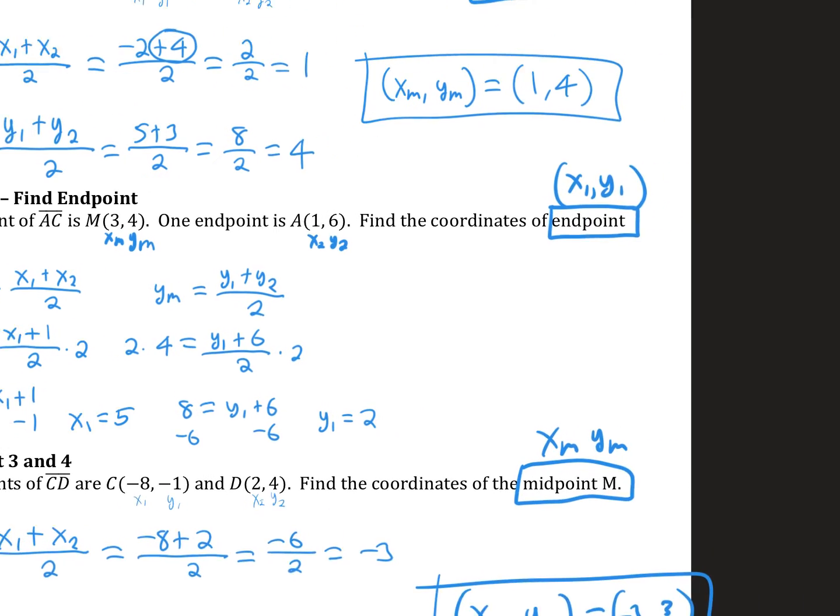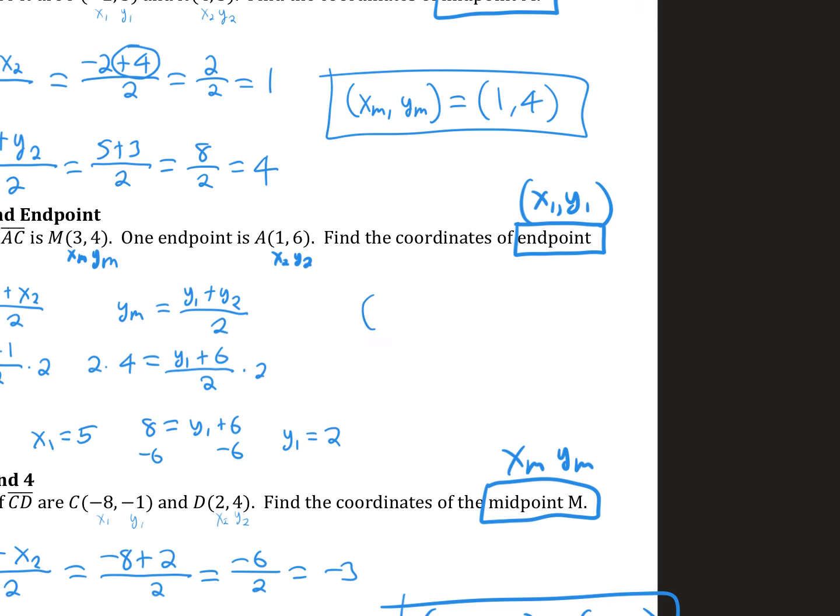So our answer for this is going to be x1, y1 equals 5, 2. So this will be the coordinates of one of the endpoints rather than the midpoint, okay?